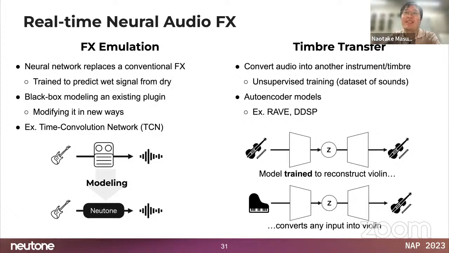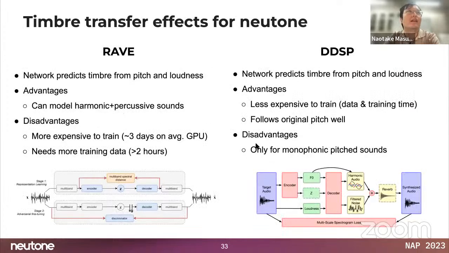When you feed the network piano sounds or any sort of out-of-domain sounds, the encoder extracts the musical information and reconstructs that, but the decoder only knows how to create violin sounds, and that's how we get a timbre transfer effect. There are two main timbre transfer effects that we currently support for Newtone.